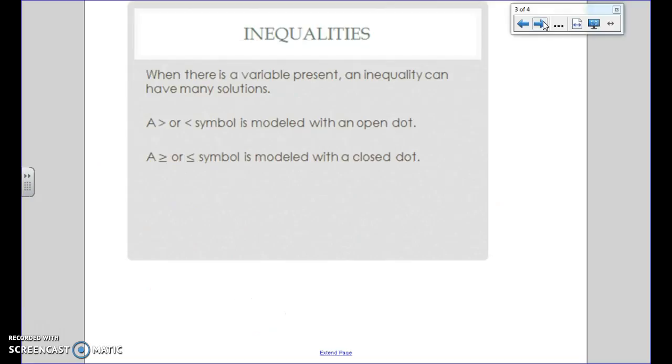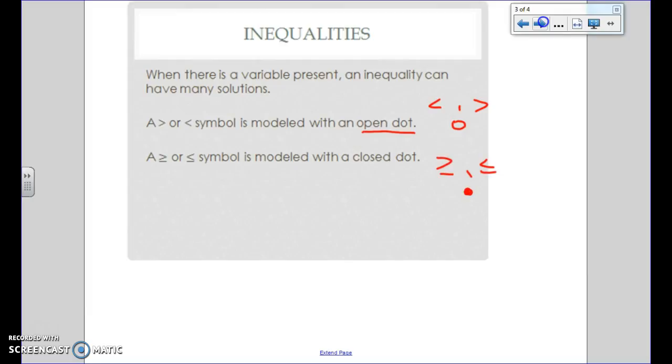And so in order to represent all of the different ways that we could have a true solution, what we actually do is we model on a number line. We graph on a number line. There's many solutions in an inequality. And a greater than or a less than symbol is modeled with an open dot. And so I'm going to say those words quite a bit, open. A less than or a greater than, we get open dots. And for a greater than or equal to, or less than or equal to, we have closed dots.